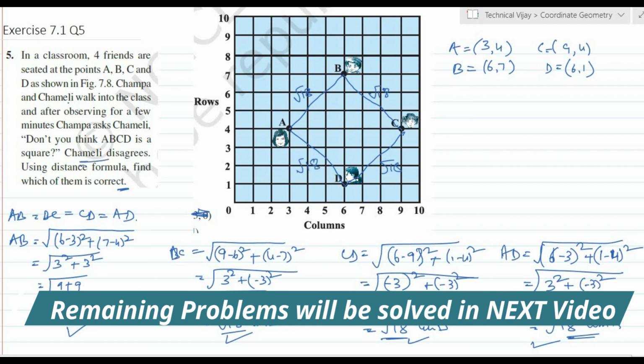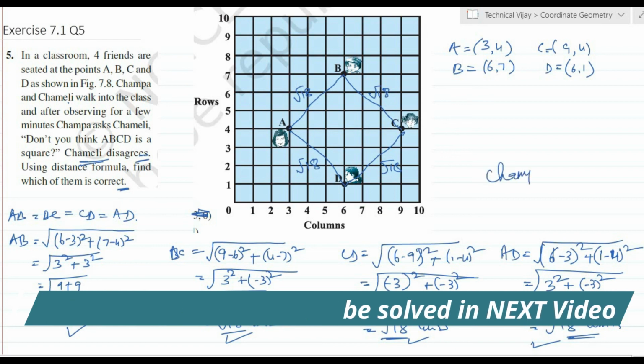So now you see here Chameli disagrees. Chameli disagrees means she is wrong. Champa asks Chameli, so Champa is right.